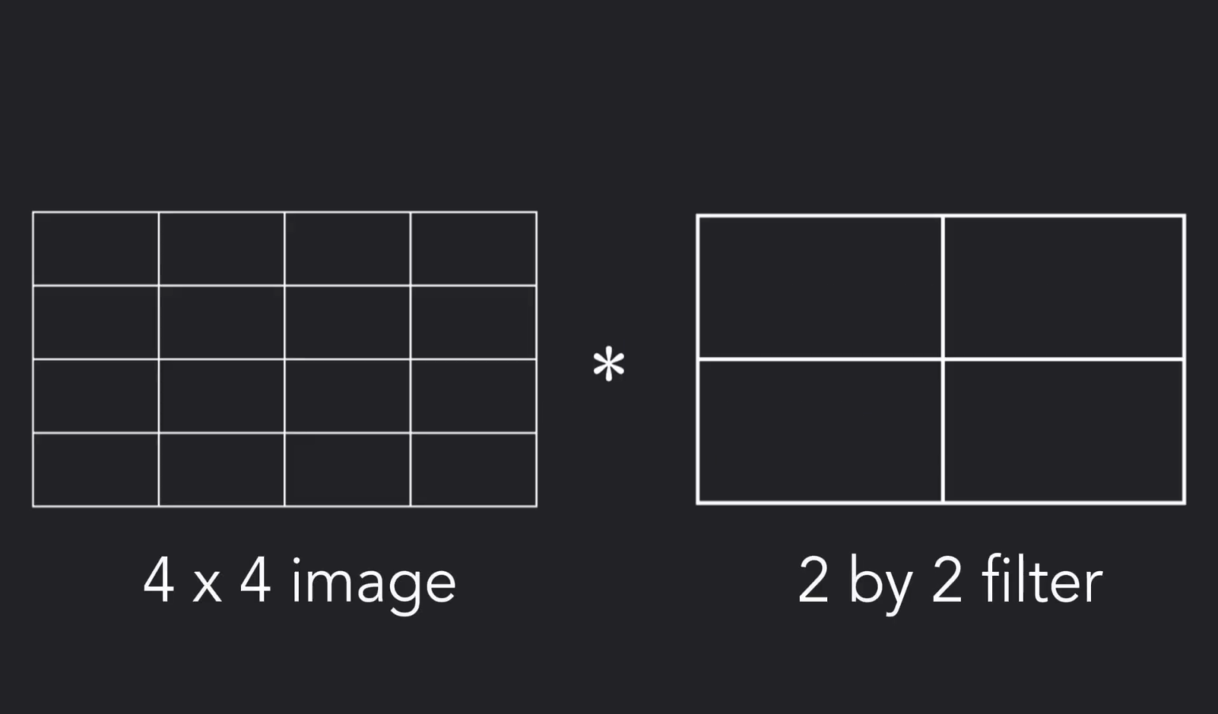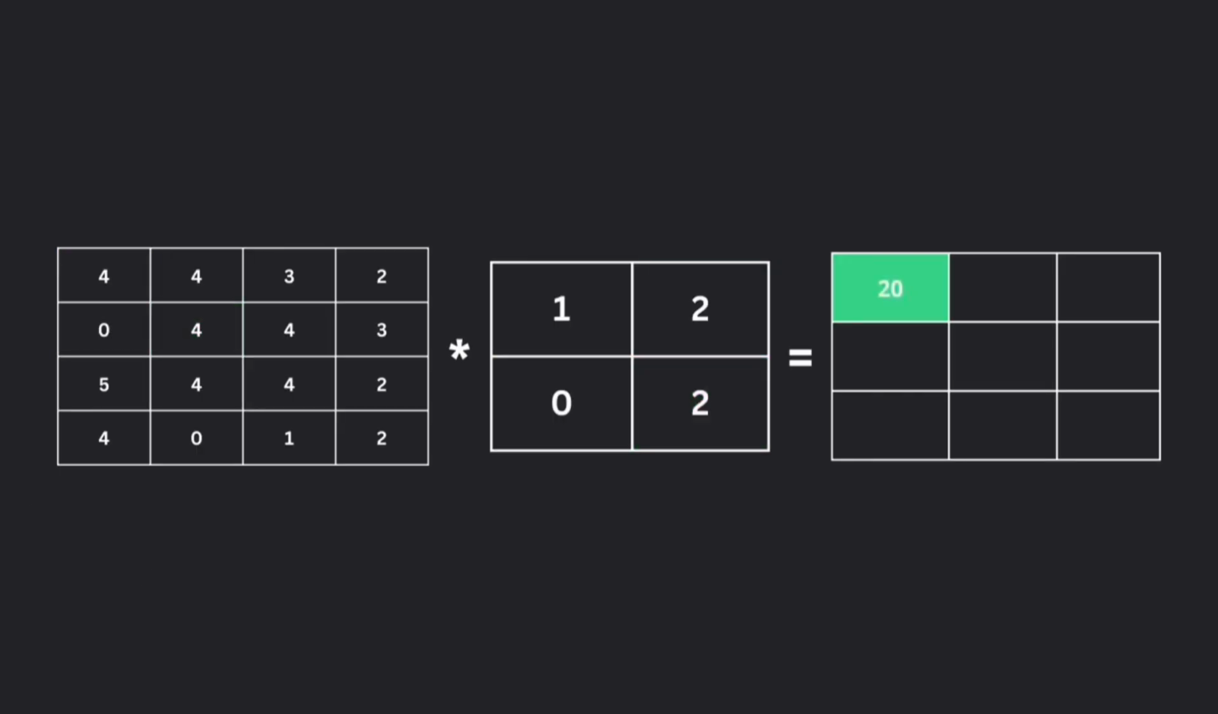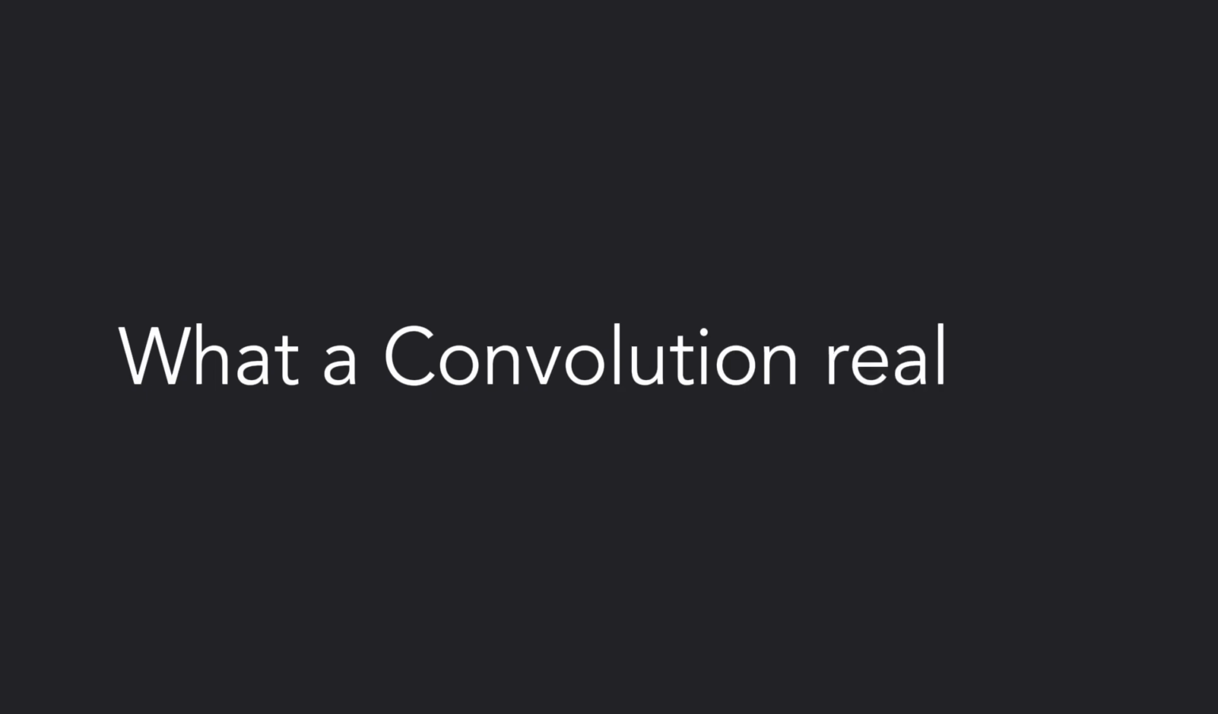Each filter is just another array of numbers that slides over the input image, left to right and top to bottom, performing multiplications and additions. Now is a good time to clarify what a convolution really is.